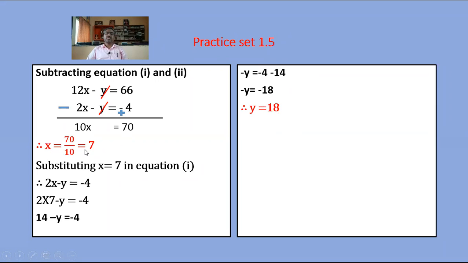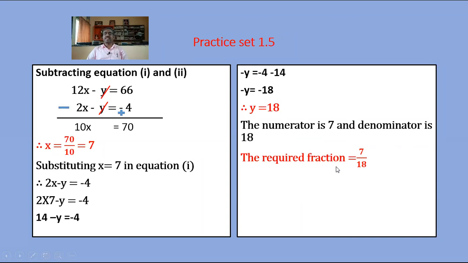Hence x is equal to 7 and y is equal to 18. Therefore the numerator is 7 and the denominator is 18. The required fraction is numerator upon denominator. Therefore, 7 upon 18 is the required fraction.